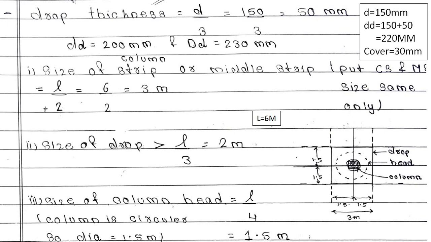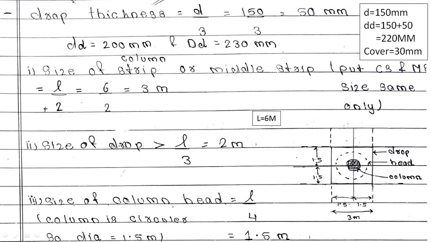So Dd means the thickness of slab as well as the thickness of drop. We have to add both, which means the thickness of slab is 150 plus 50 mm drop, so the total depth is 200 mm including the drop. Then we have to add the cover, so the effective depth including the slab and drop is 230 mm.